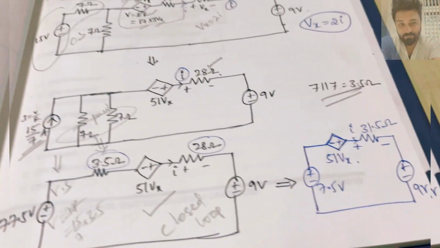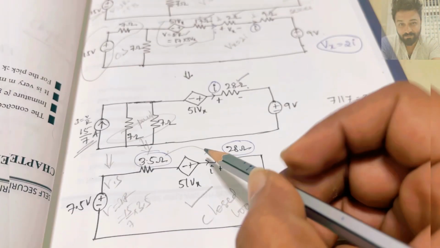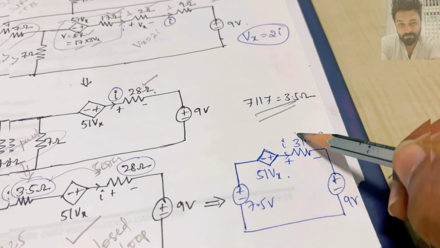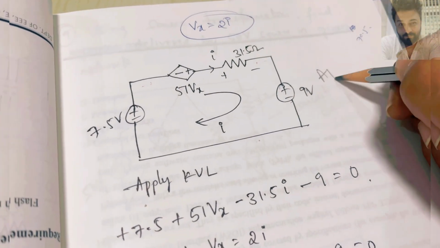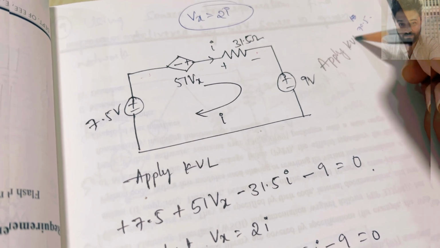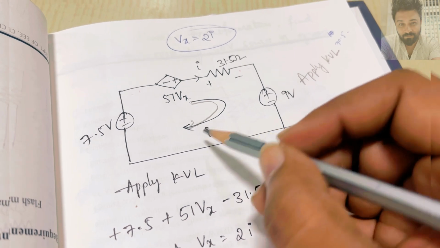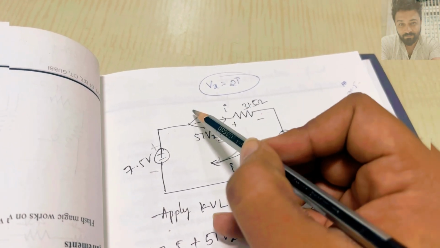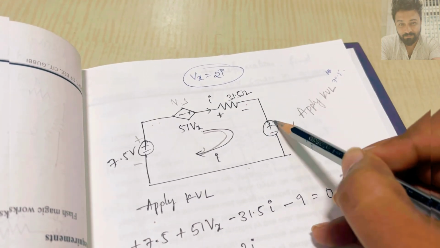Now you need to find the value of current I by applying KVL. Before that, I'll reduce the network. 3.5 and 28 are in series, so you get 31.5 ohm. So now we have one closed loop circuit. Apply KVL to get the value of current I. First I give the loop direction along with the current I, then I mark the polarities based on the direction of current. For voltage sources, they are as they are, but for the resistor, current flows from higher potential to lower, so plus minus.